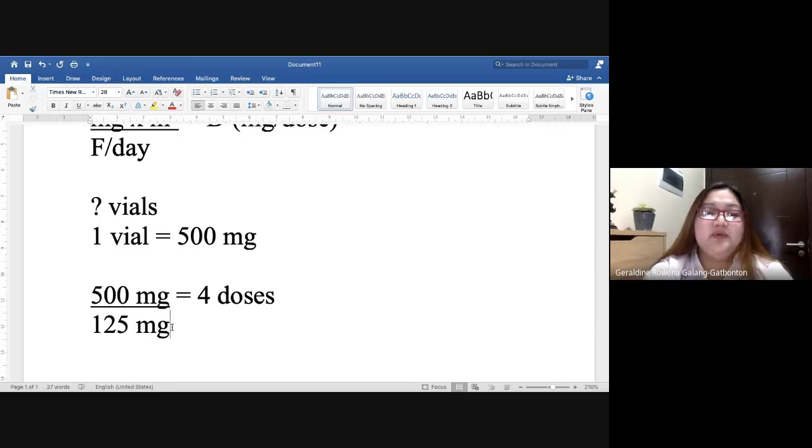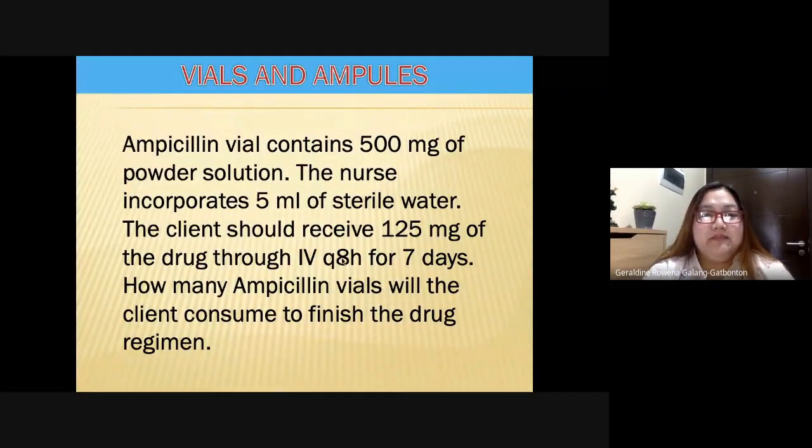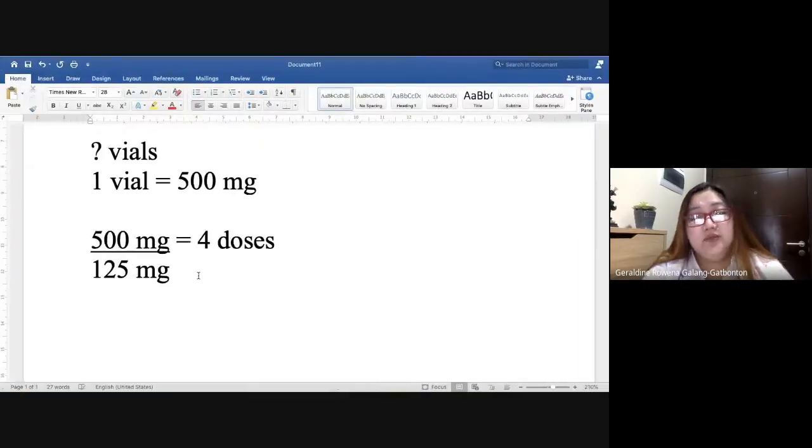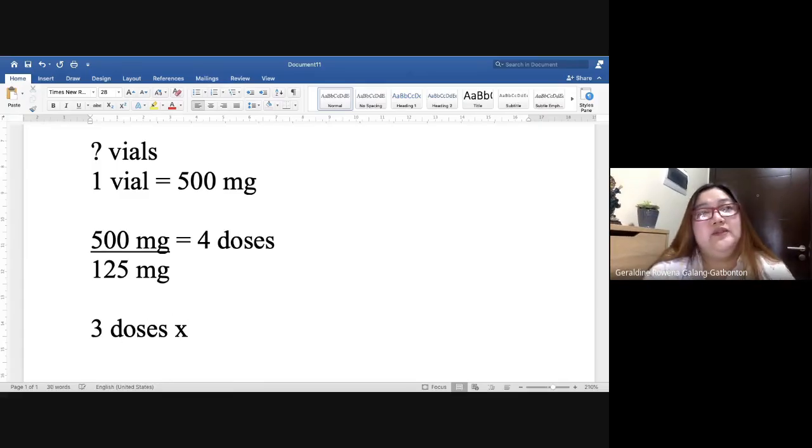Ang tanong, ilang doses ba ang kailangan ng patient? So, let us look. Ibibigay daw yung ampicillin Q8 hours for 7 days. So kung Q8 hours, ilang doses yun per day? 3 doses. Alright? So 3 doses per day. E gaano kadaming araw? Ilang araw? 7 days.